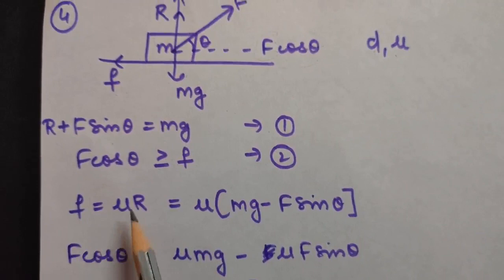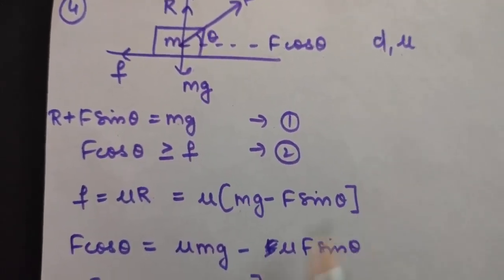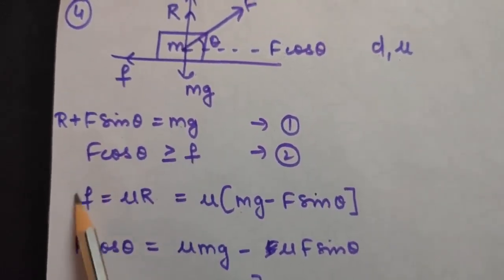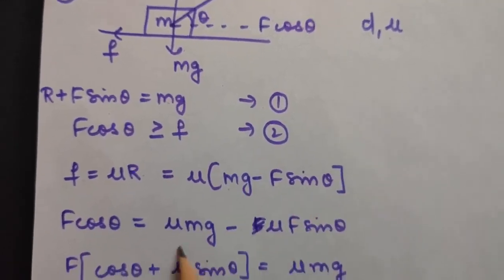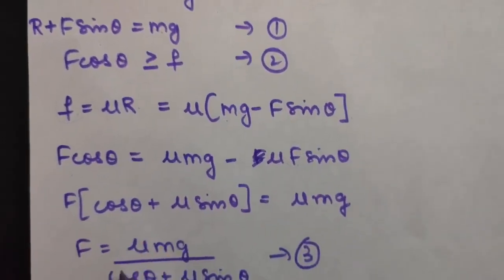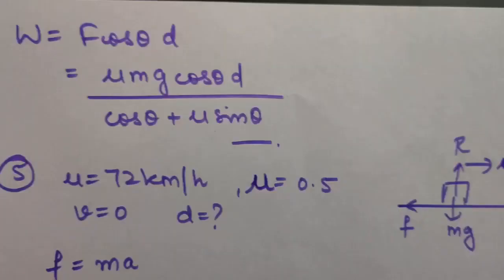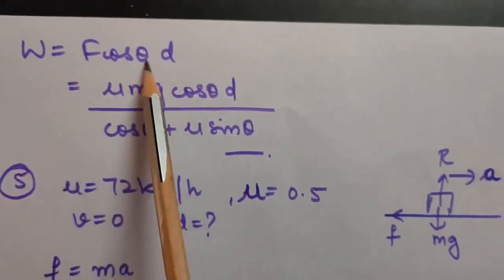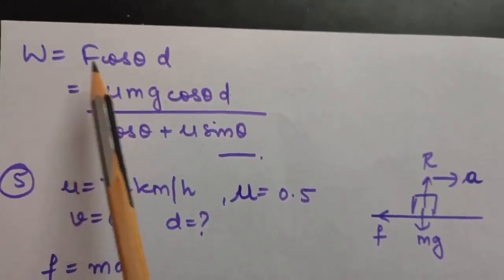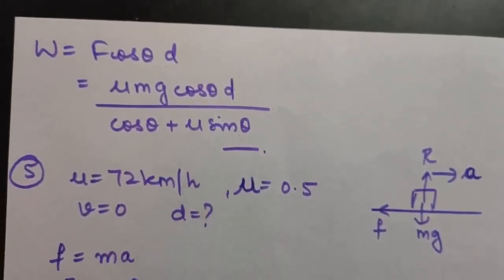Now you know force of friction is mu R, and R from here will come to be mg minus F sin theta. Also, from here, F cos theta is equal to f. So I am putting f to be equal to this. From here, calculate the value of capital F, that is the applied force. That will come to be mu mg upon cos theta plus mu sin theta. Now as I told you, work done is F cos theta into d. Cos theta in d will remain as it is. Just put the value of F from the third equation, that is mu mg upon cos theta plus mu sin theta. So this is the work done.